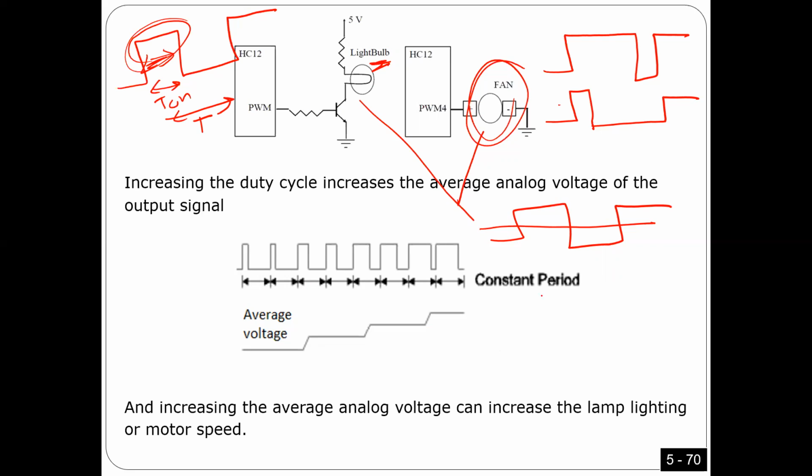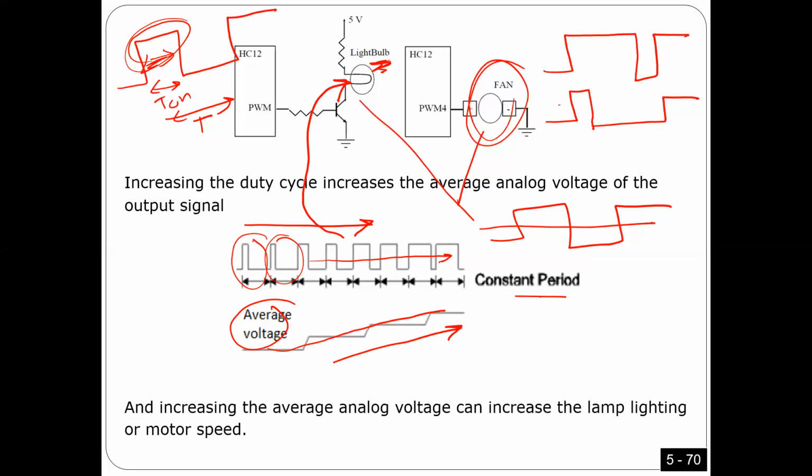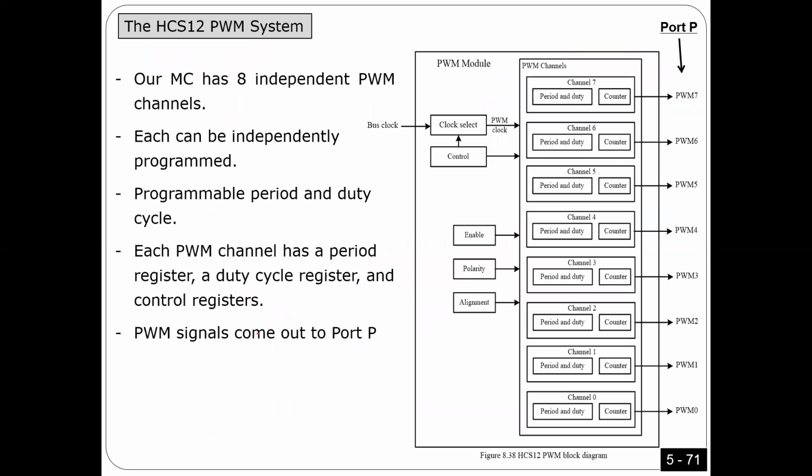As we see in this graph, if you go this way, I'm increasing the duty cycle. You can see this one has a small duty cycle, and now I'm increasing it. Because I'm increasing the duty cycle, you can see the average voltage is increasing. So if I apply this signal, the bulb is dim in the very beginning, and as we increase the duty cycle, we increase the light. Same thing here for the fan. The fan speed is going to depend on the voltage anyway. So that's what I explained.